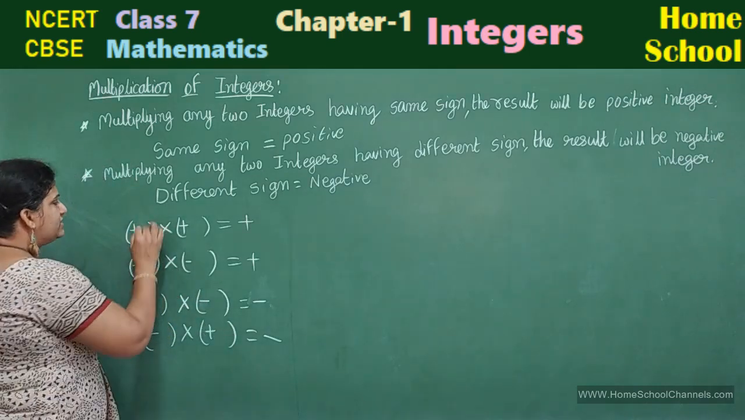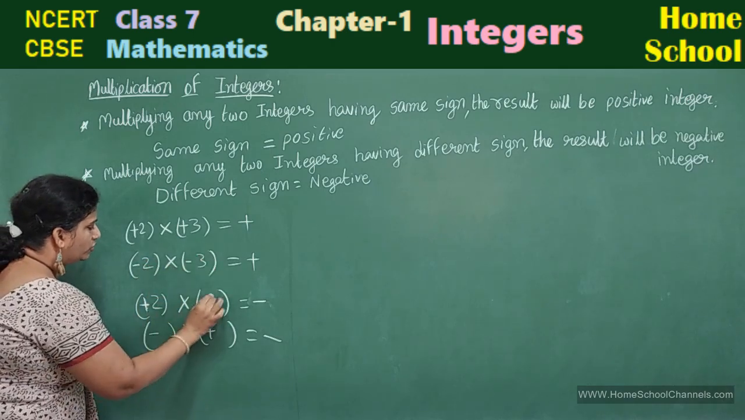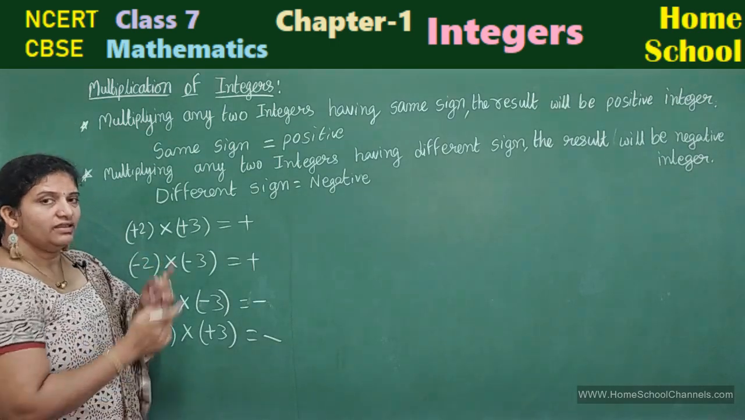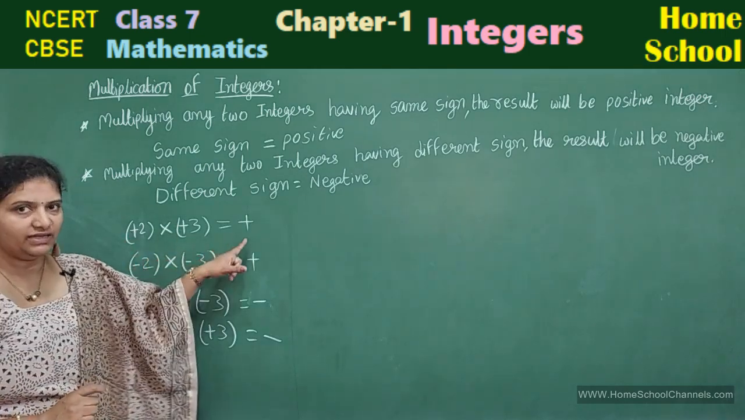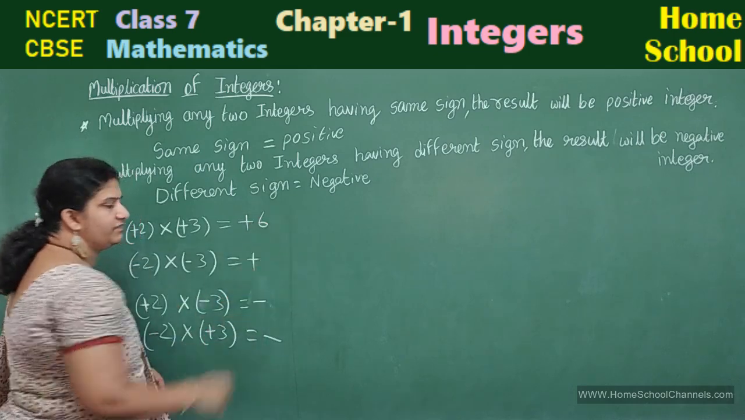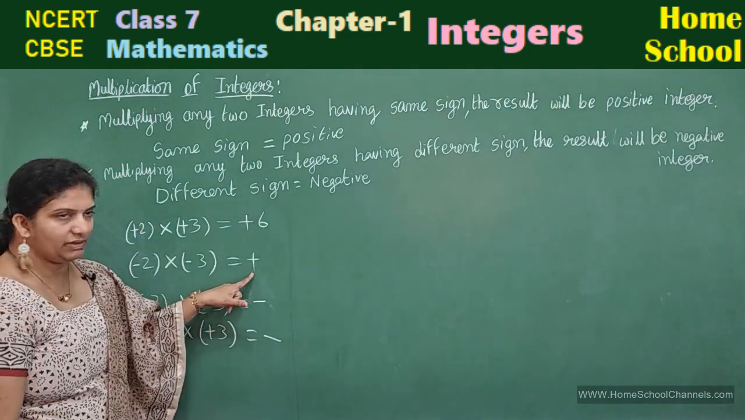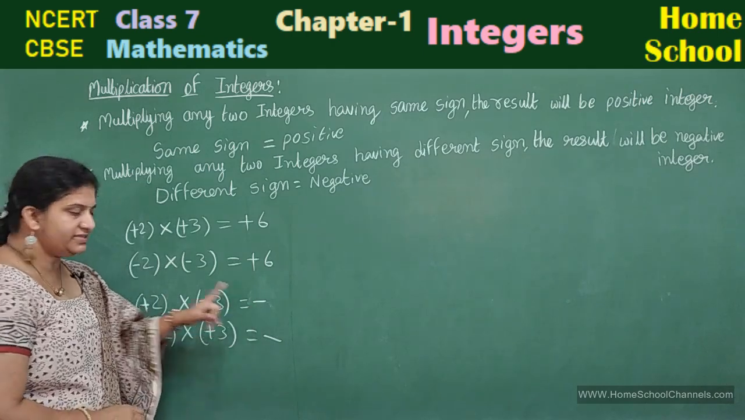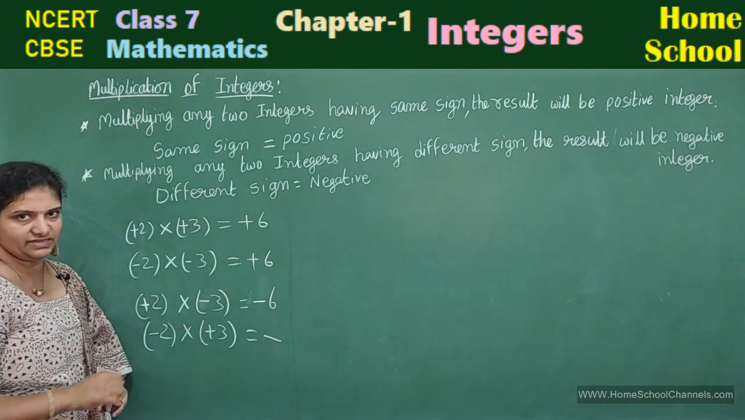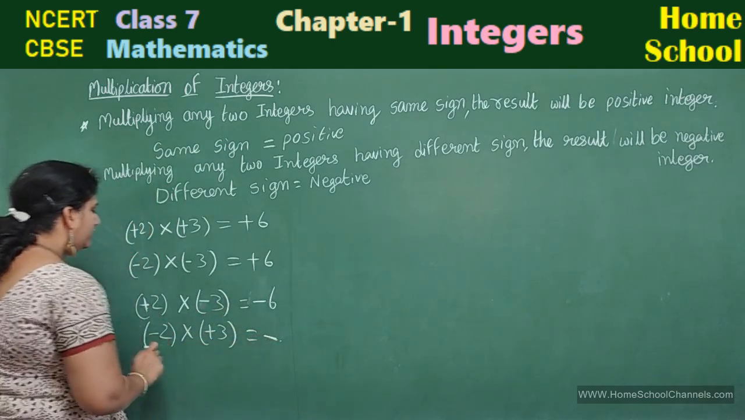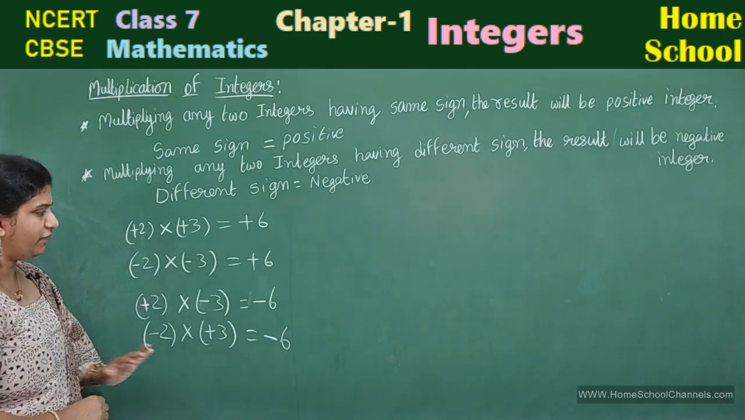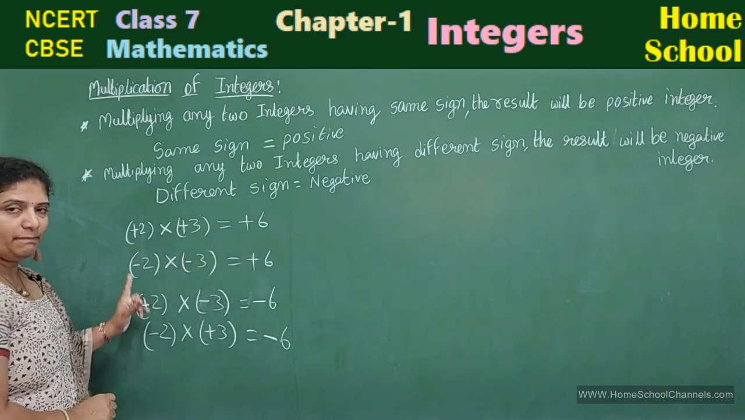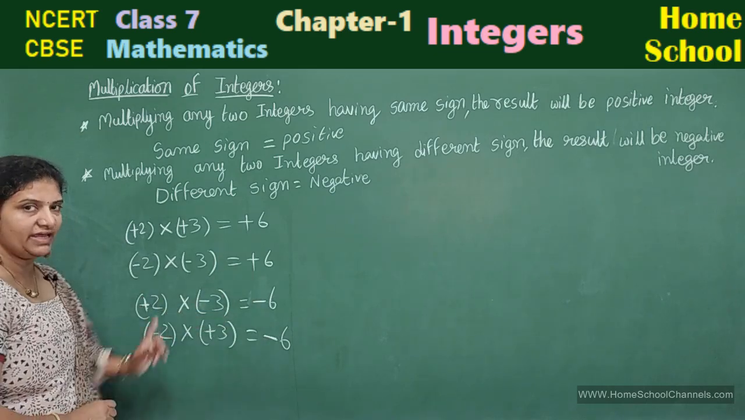Ready? Let me take some numbers, 2 and 3. When you are doing this, first multiply the signs, then multiply the numbers. Plus into plus, it will be plus; 2 threes are 6. Minus into minus, it will be plus; 2 threes are 6. Third one, plus into minus, minus; 2 threes are 6, that is minus 6. Minus into plus, minus; 2 threes are 6. See, in all these four cases, you have the same numbers, but with a different sign. Plus into plus, plus; minus into minus, plus; plus into minus, minus; minus into plus, minus.